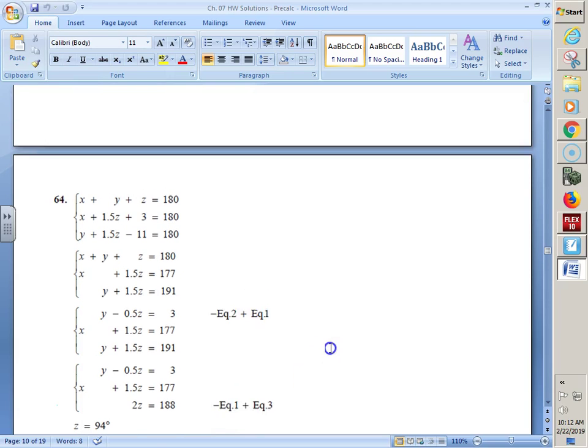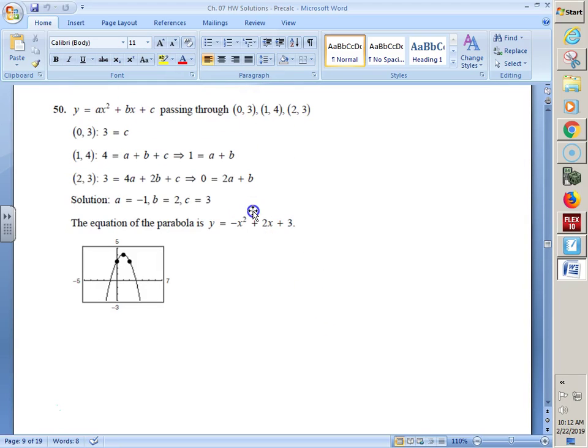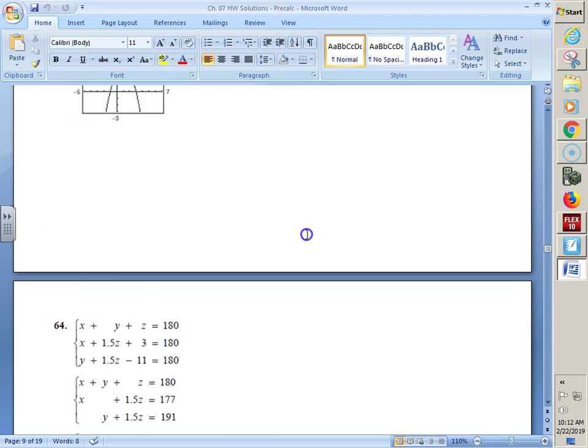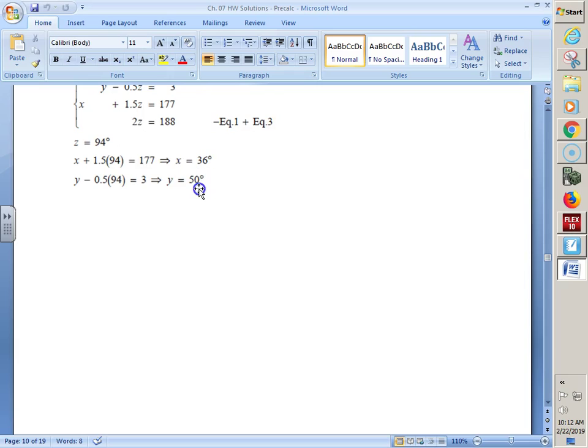So once again, in case I went too fast, I thought I might have at least felt groans, whether or not you guys said it out loud. For number 50, A was -1, B was 2, C was 3, after plugging in 3 points and solving the system. So your parabola was y equals -1x squared plus 2x plus 3. The final answer was 94, 36, 50, but that's not in order. I would have said 36, 50, 94.